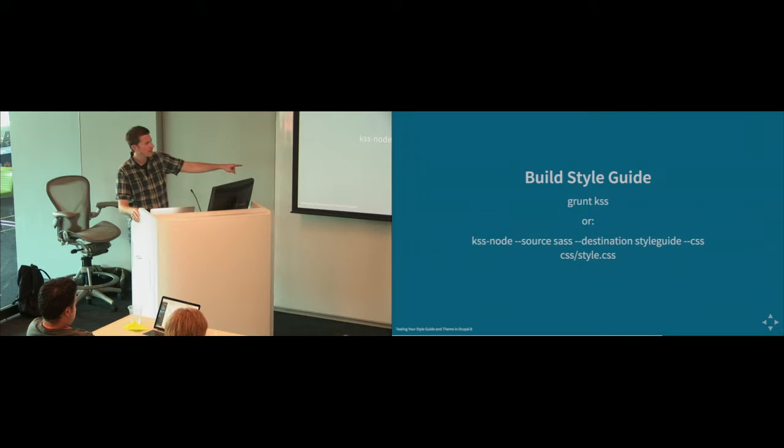So it's KSS node, and then for the source, you're passing in the location of the CSS files that it's going to read through to generate your style guide. In this case, it's just my SASS directory. The destination is where the style guide is going to be generated. Here I'm saying create it in a style guide directory that's in the theme, so I build out the style guide as part of the theme. And then the CSS flag specifies a CSS file that you're including in your style guide. That's an easy way to make sure that the same CSS that's being used for Drupal is being used for your style guide.